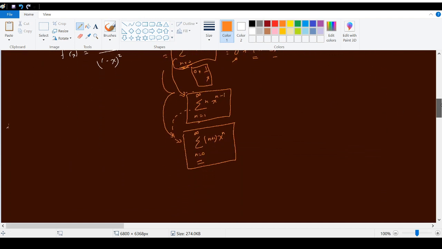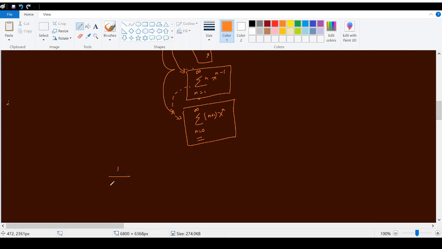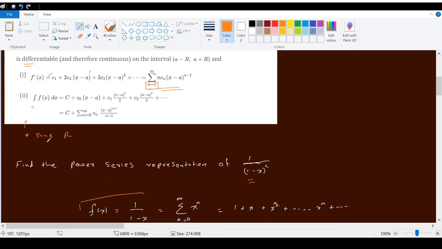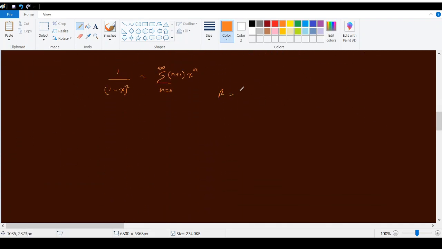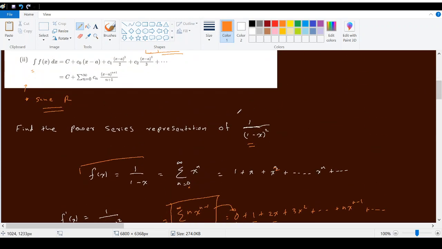So ultimately what you will have is this function 1 minus x whole thing squared can be written as the sum from n equals 0 to infinity of (n plus 1) x to the power n. And remember I said when you differentiate, you will not change the radius of convergence. So the radius of convergence will still be the same for this one as well. The radius will be equal to 1 because here also the radius was equal to 1 for this result.